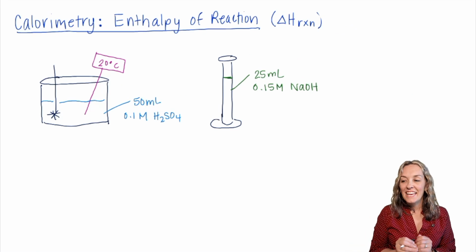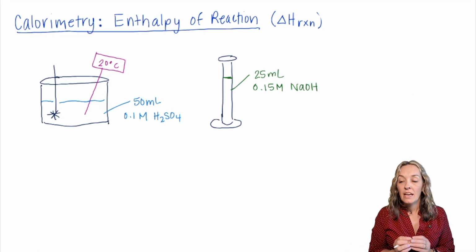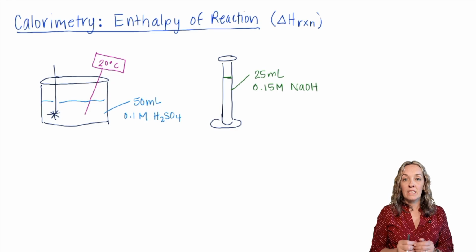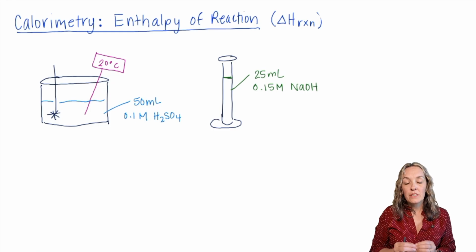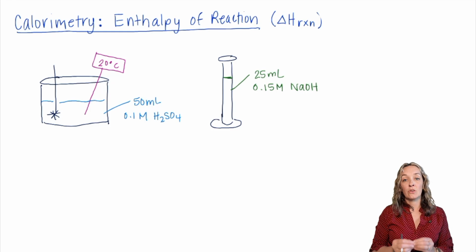All right, guys, today we are going to go over calorimetry. Calorimetry is a way that we can measure the enthalpy of a reaction, or the delta H, in a lab. So when we say the delta H of the reaction, what we're really talking about is the amount of heat that is either absorbed or released from the reaction.